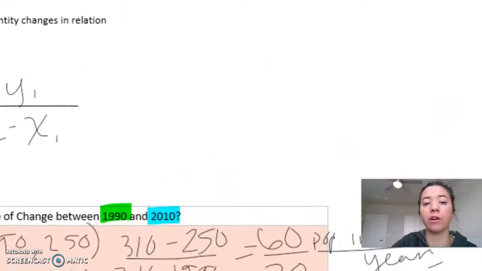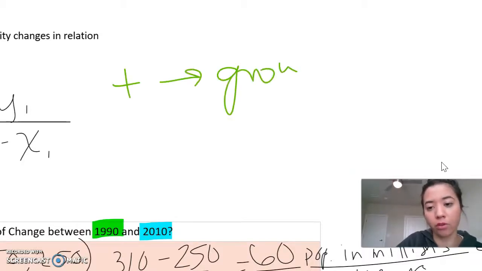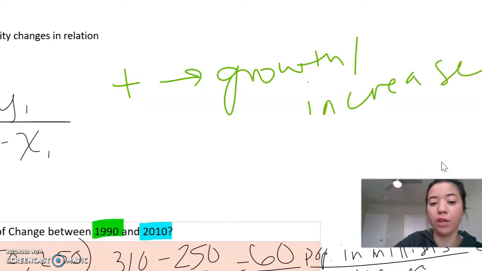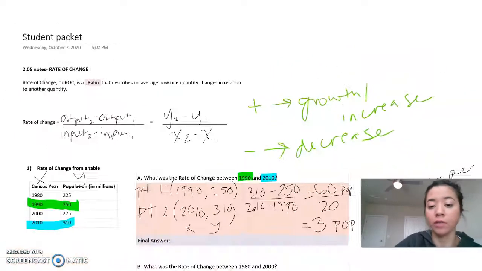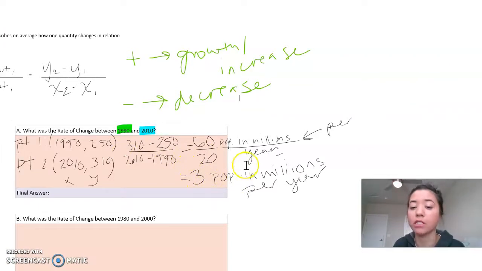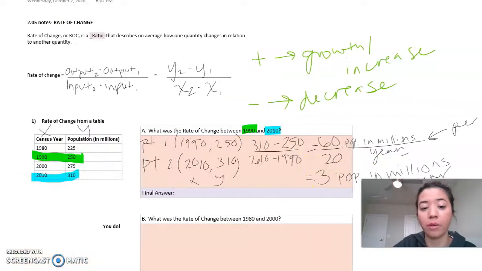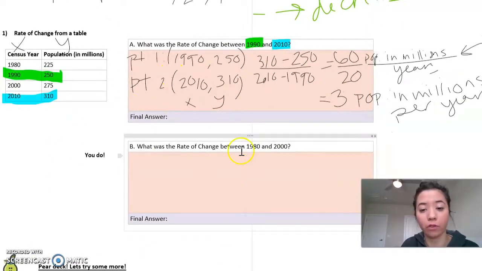I think another important thing to remember that I'll actually add up here is if you have a positive, that means it is a growth or an increase. If you get a negative number, that means it's a decrease. So if this was like -3 instead of a +3, that would mean your population is decreasing by 3 million per year.